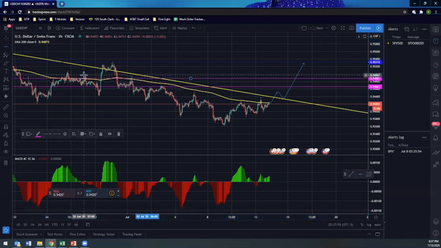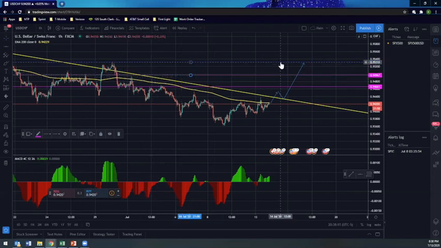Because I see price has come up here a few times and wicked out right in about this area. I see it over here. There's some wick action there. There's some wick action there. Some wick action actually all the way back here. So my second TP would be around here. And then obviously this would be my third TP, right?